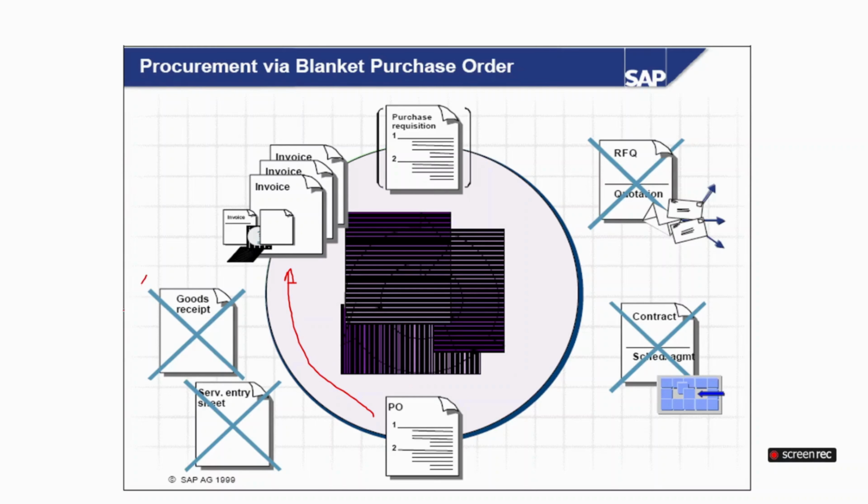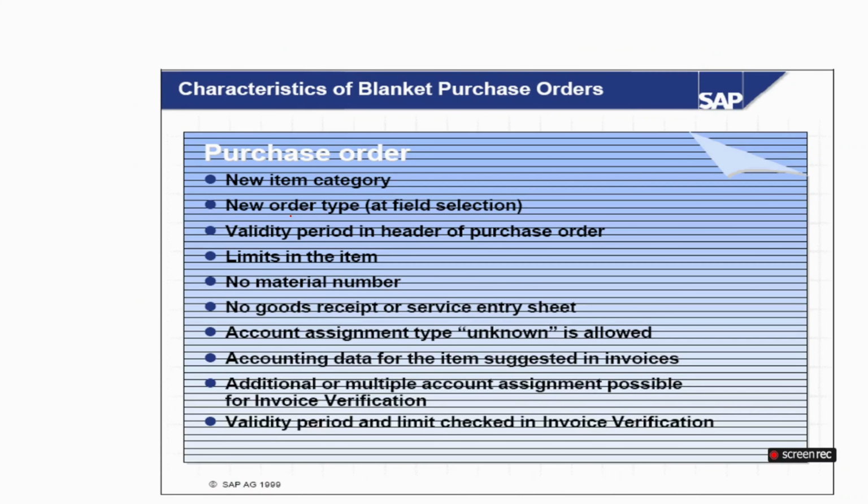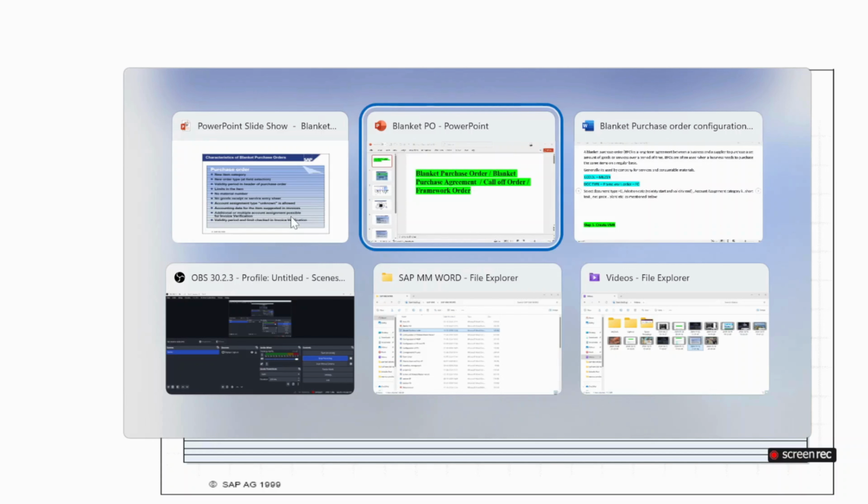We don't do goods receipt, we don't create a service entry sheet, right? We don't create any RFQ, any quotation, and we don't create any contract or scheduling agreement. That's also we don't create in a blanket purchase order. So many documents are reduced, we directly create a PO and we directly do invoice for that. So that's a blanket purchase order. We will come again to that. So first we discuss the configuration step.